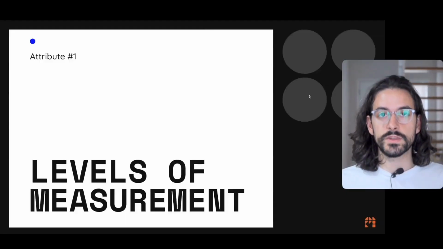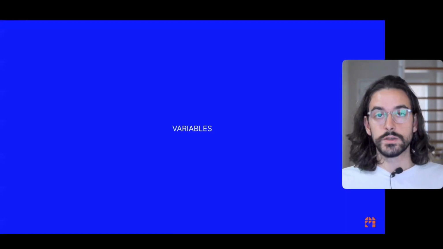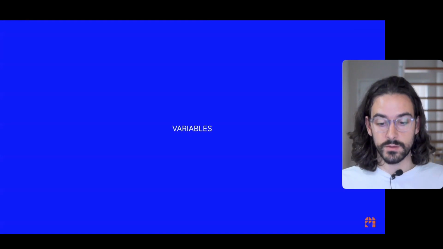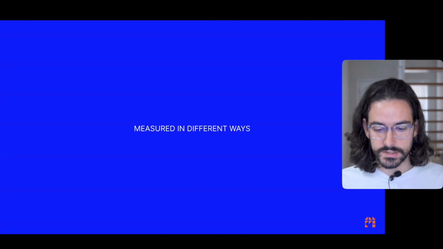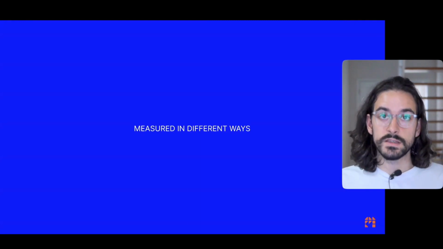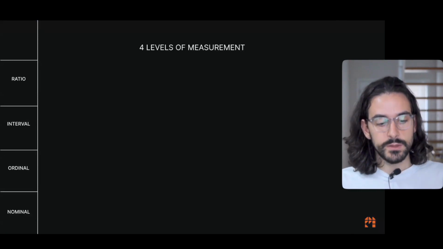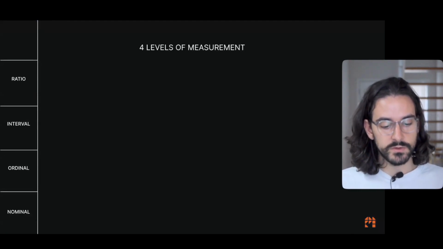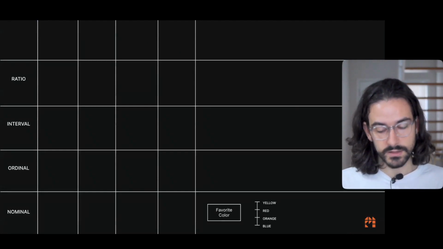Hello, so let's get started with our attributes and talk about our first attribute, levels of measurement. So this is really a basic class about variables and different types of variables. Variables, as we know, they're questions measured in different ways, and these are the levels of measurement of these variables, right? There are 4 levels of measurement: ratio, interval, ordinal, nominal, okay? And I'm going to put them on a table here just so we can understand.